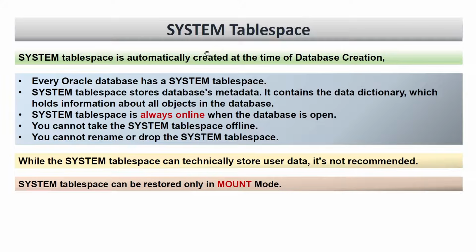What is the system tablespace? System tablespace is automatically created at the time of database creation. Every Oracle database has a system tablespace. System tablespace stores the database's metadata. It contains the data dictionary, which holds information about all objects in the database. System tablespace is always online when the database is open. You cannot take the system tablespace offline. Remember, you cannot take the system tablespace offline. It has to be always online. You cannot rename or drop the system tablespace. Neither can you rename it, nor can you drop it.